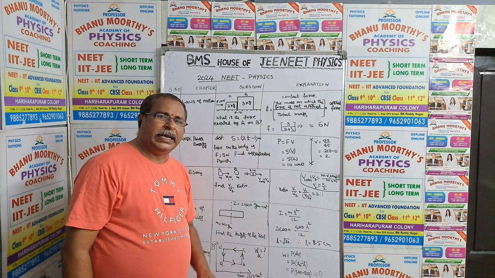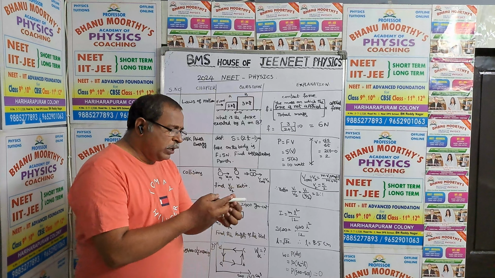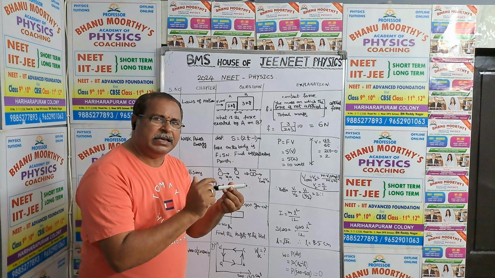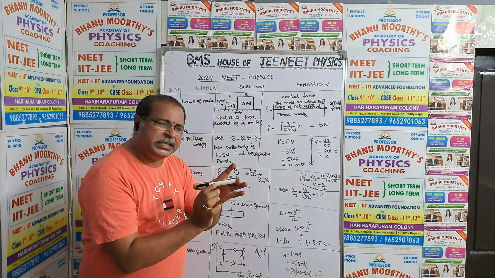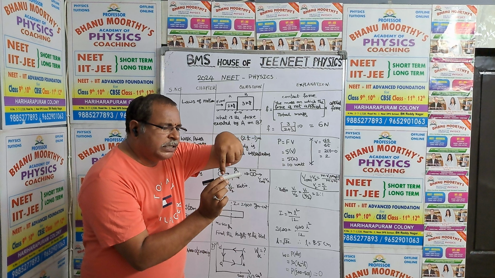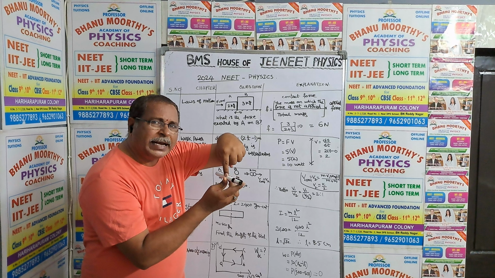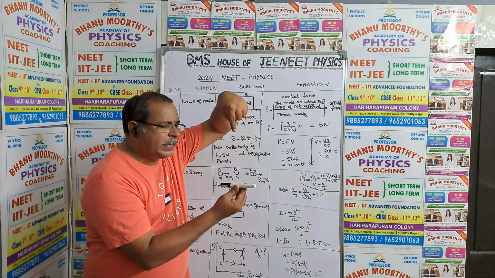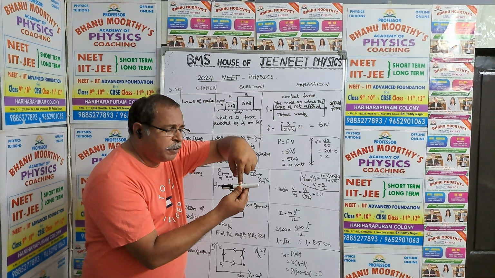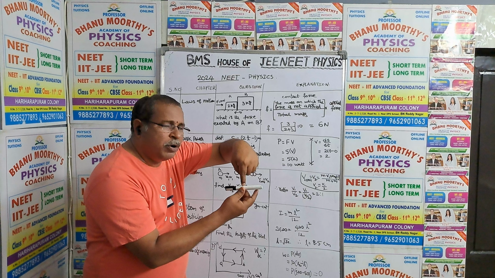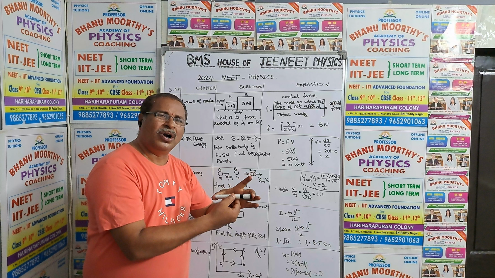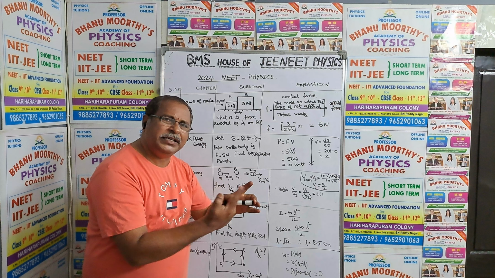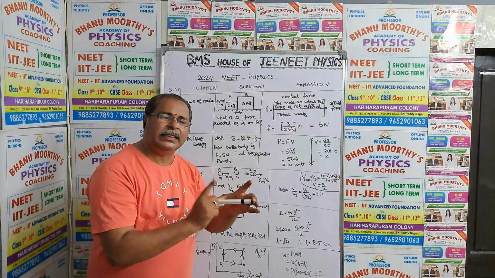A metal rod is selected, a thin rod. A thin rod's length is asked here, its mass is given. Its moment of inertia is given. And it is rotating about an axis passing through the center. So the axis is passing through the center of the rod, perpendicular to its length. About this axis, this rod is rotating. So the question is, what is the length of this rod? Mass is given, moment of inertia is given. Then what is the length of the rod?